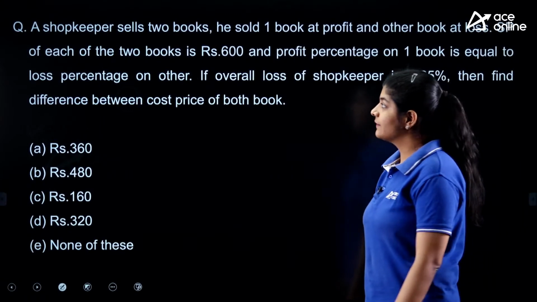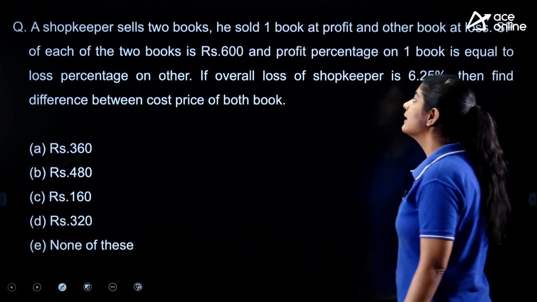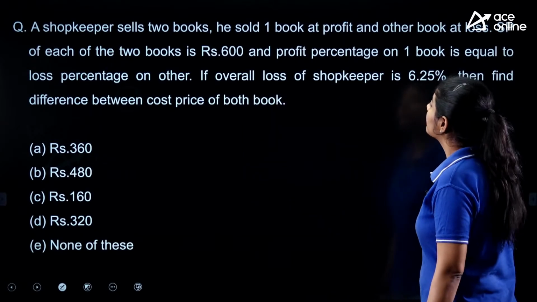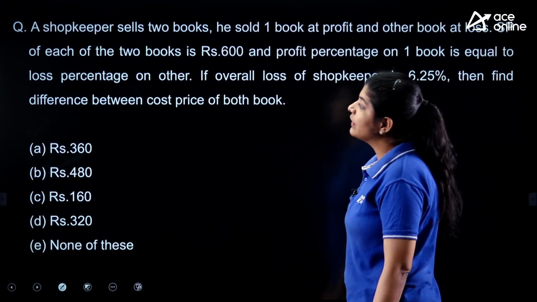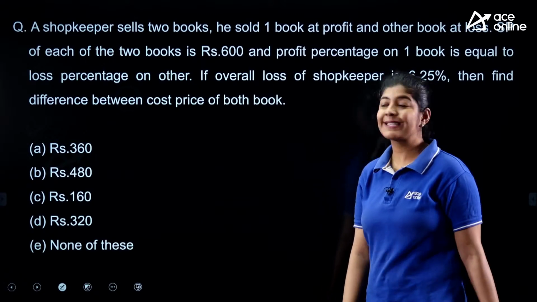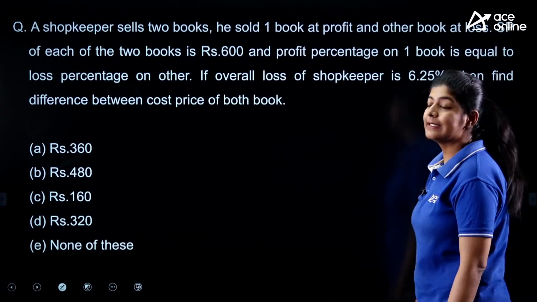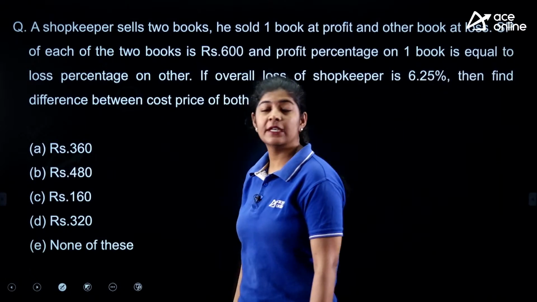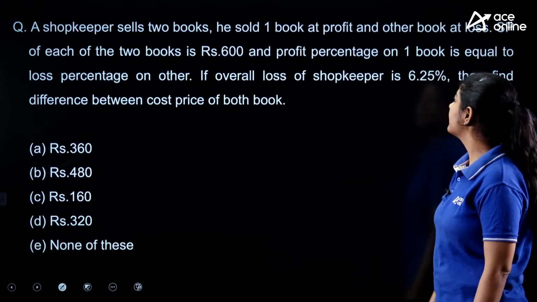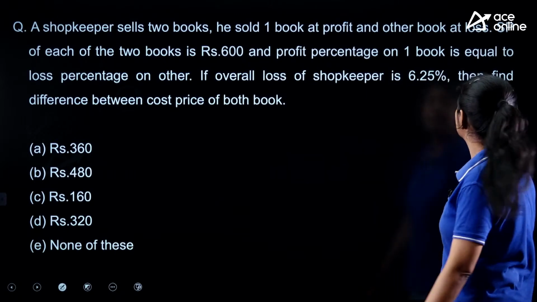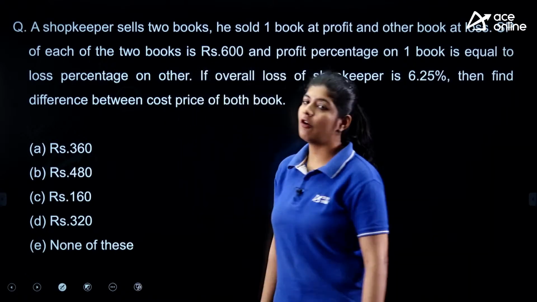The next question is saying that a shopkeeper sells 2 books. He sold first book at profit and another book at loss. Selling price of each of the 2 books is rupees 600, and profit percentage on first book is equal to the loss percentage on other. If overall loss of shopkeeper is 6.25%, then find the difference between cost price of both the books.